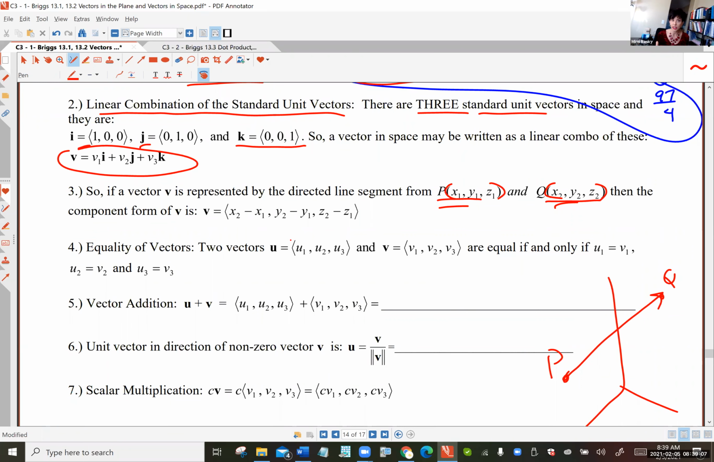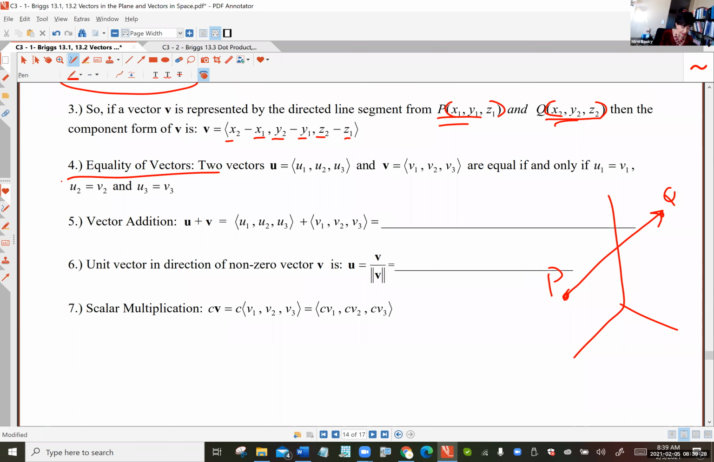Just like in 2D, we learned how to do this. Terminal minus initial, terminal minus initial, terminal minus initial. You take the difference of the x, y, and z coordinates to get your x, y, and z components. And order matters, terminal minus initial. Otherwise, you'll get the vector QP instead of the vector PQ, okay? Equality of vectors. We talked about this in 2D. If two vectors are said to be equal, then that just means that each and every one of their components is a match, and you can set those individually equal to each other.